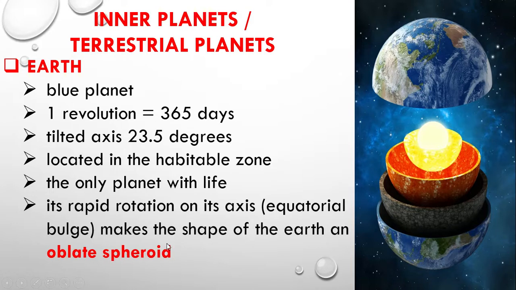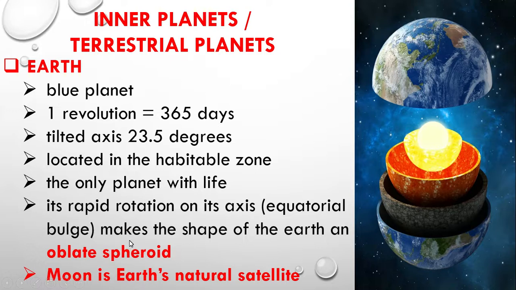Normal nga sphere ang shape ni Earth. It's an oblate spheroid ang iyang shape. Okay? So Earth has a natural satellite, what we call the moon. Okay? So si moon is a natural satellite of the Earth.